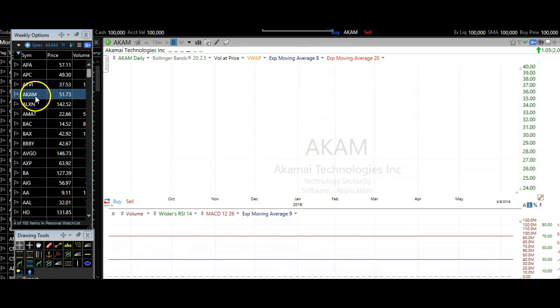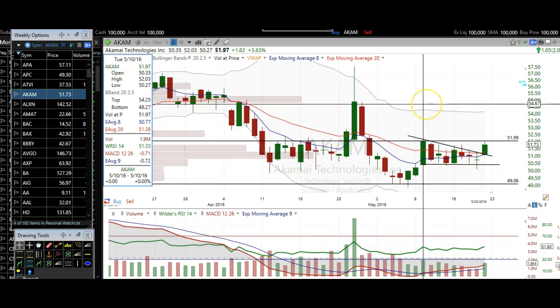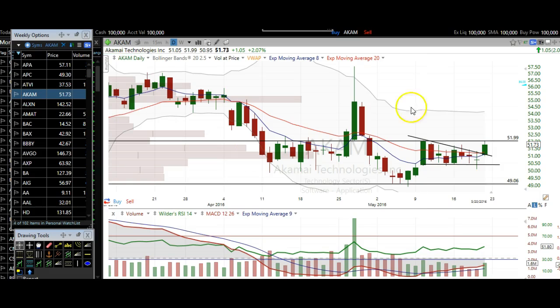Okay. Next, I want to cover AKAM. AKAM, pretty simple level here. Looks pretty decent, and I'm going to draw this right here. A little bit of a flag on AKAM. It broke over the flag, and as you can see, a little bit of a volume pop as well. So that is bullish. A break over this 52 is going to send it to the resistance up here at about 55, just below 55, about 54.90 to be more exact.